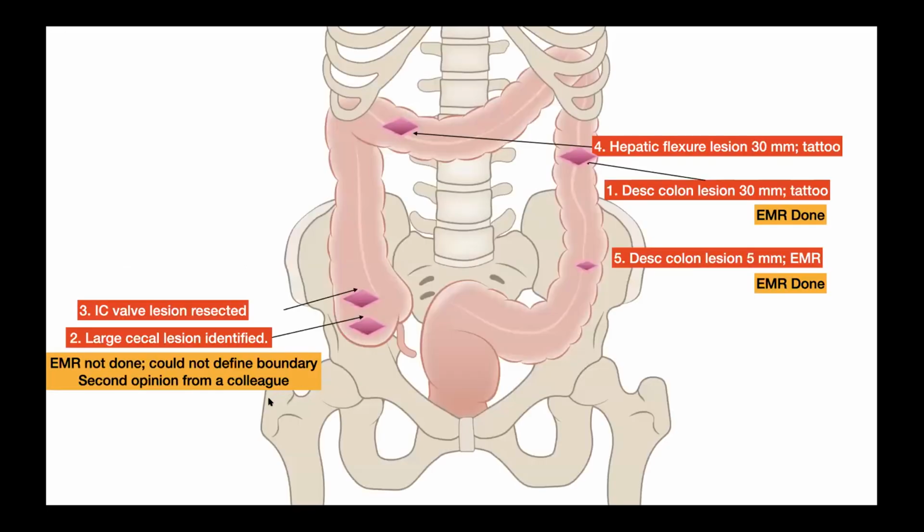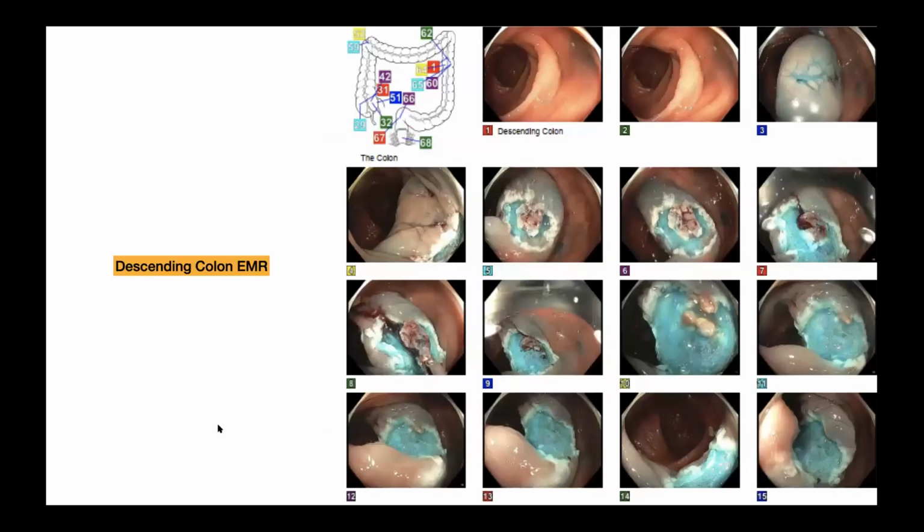And as you can see here, as I'm going up in the descending colon, the lesion was seen, a 30 millimeter lesion. We did the EMR, and another 5 millimeter lesion we did an EMR. And then we came down to the cecum. The cecal EMR site was identified, but I was surprised to see something else.